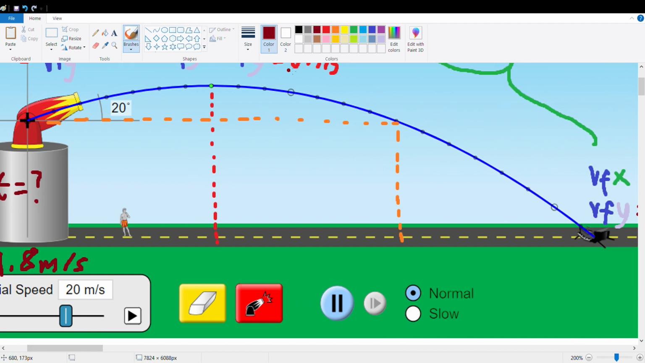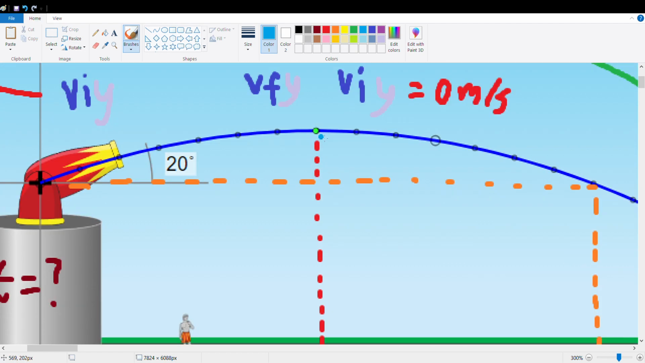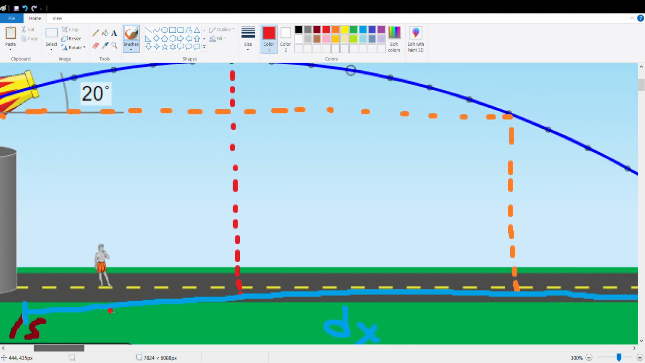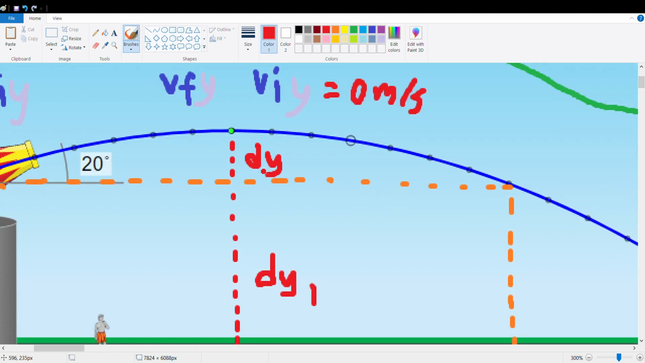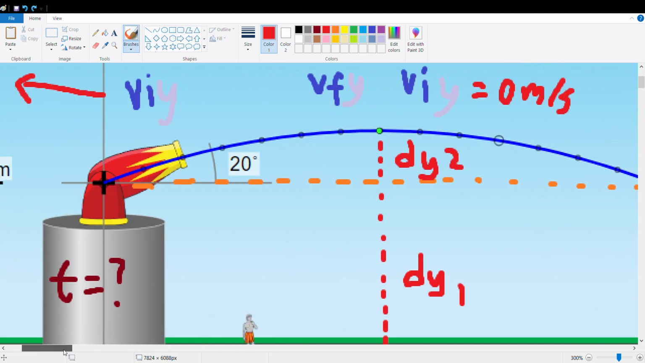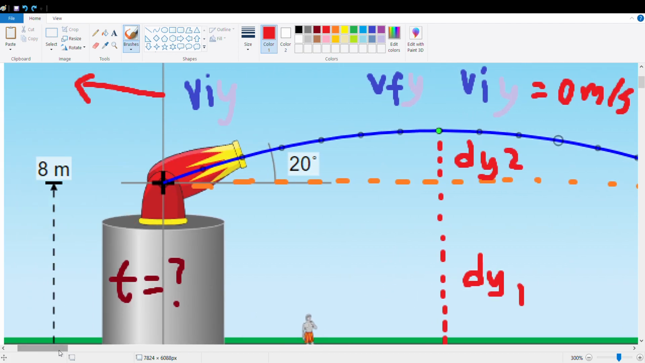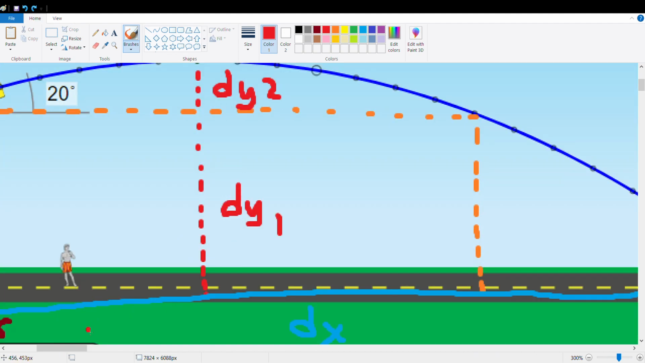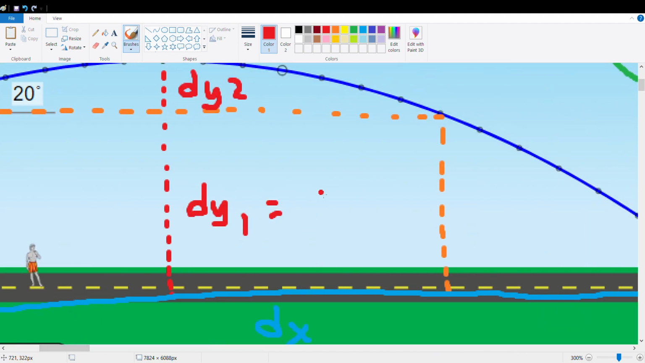Okay, so the missing here is dy and dx. We're going to be listing it down here. We're going to draw a line from here to there. That is going to be our dx. And the red line here is going to be split into two, because this is dy1 and this is dy2, which we will only be solving, because dy1 is already given from the height of the cannon, so it's already 8 meters.